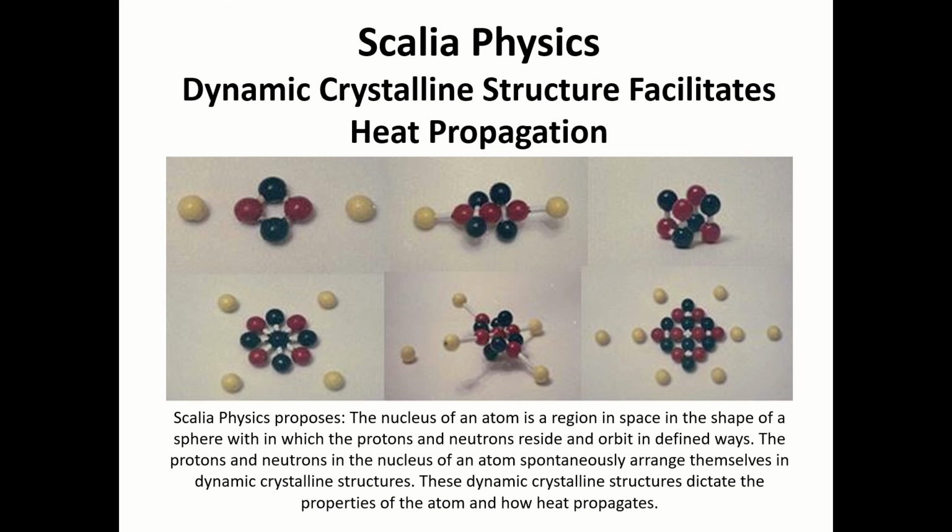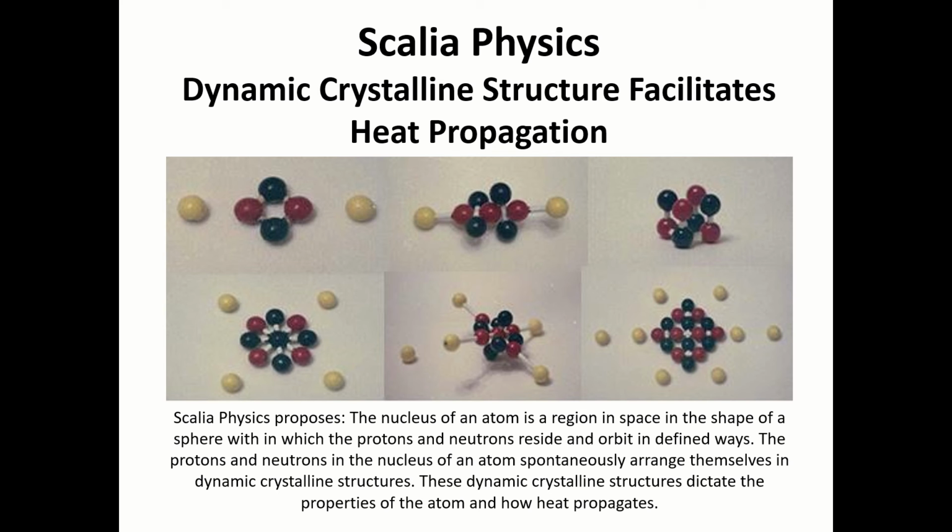So now that we understand how light is made, we need to understand how heat propagates from one molecule to the other. And I've come up with the concept of a dynamic crystalline structure. So the nucleus of an atom is a region in space in the shape of a sphere, in which the protons and neutrons reside and orbit in defined ways.